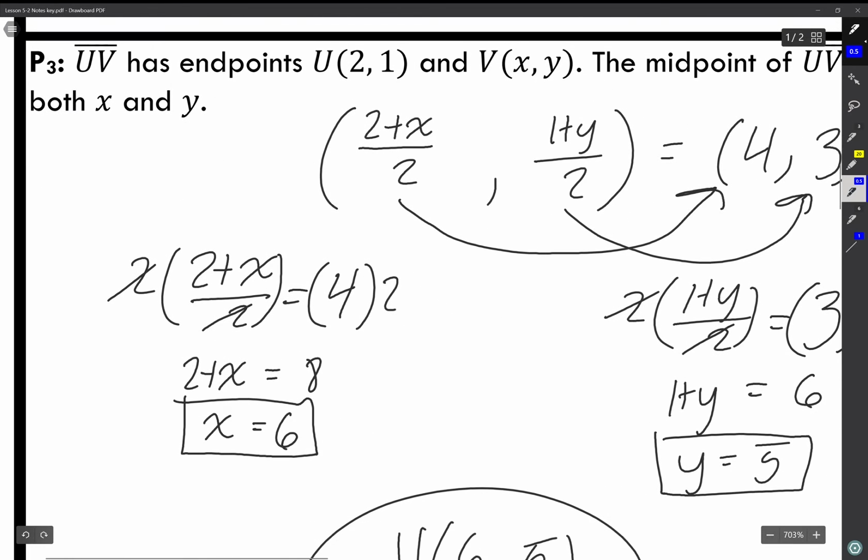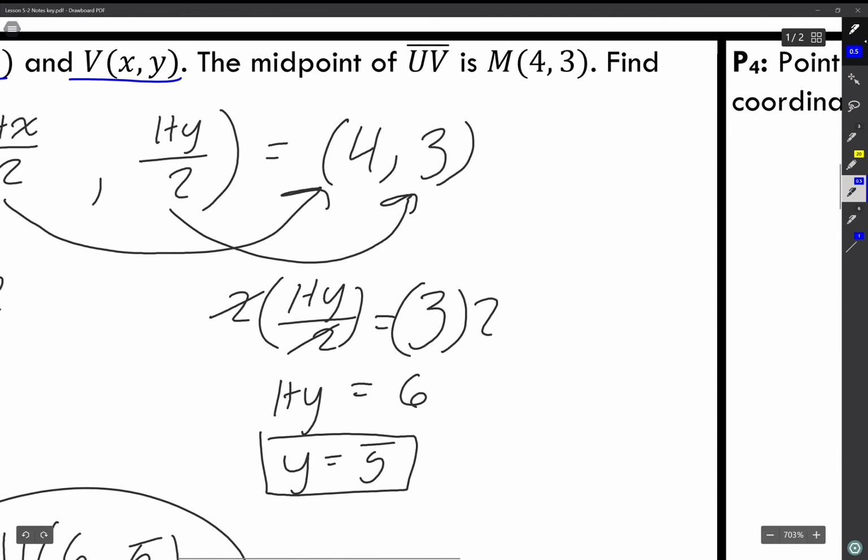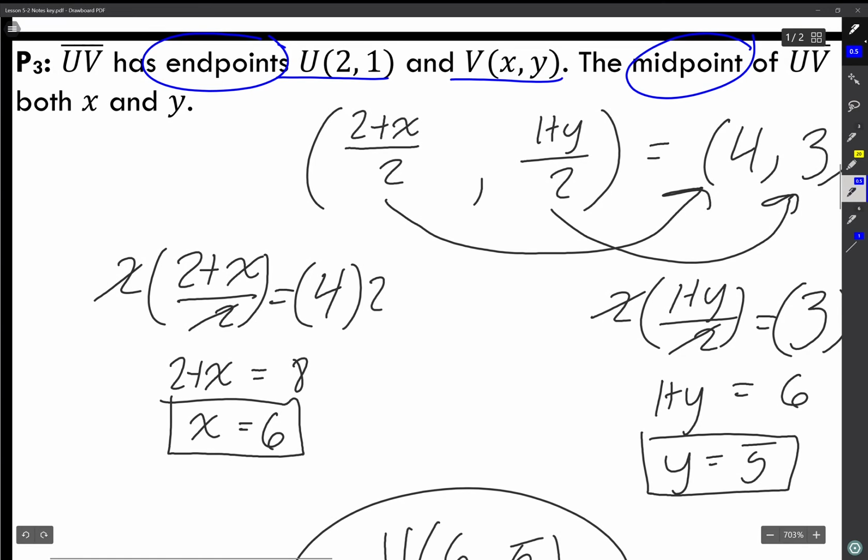For P3, let's read what it says and try to break down what it's asking. Segment UV has endpoints U(2, 1) and V(x, y). So I know these are endpoints, and then the midpoint of UV, so we know this is the midpoint, is (4, 3). We want to find x and y. So essentially we're finding the coordinates of point V.